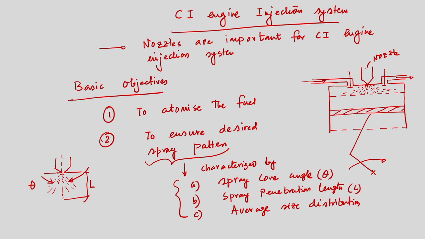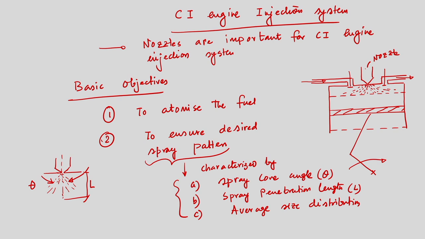Why this cone angle and penetration length are important, I will discuss in greater detail today, but for the timing we should know that when we are injecting fuel into the cylinder, at a later stage of engine operation, the engine will start and continue to run, and we need to ensure that the fuel being supplied should not reach the cylinder wall, otherwise there will be a problem. Second, if the supply of fuel by the nozzle is localized, that is also a problem because combustion will be localized, and that leads to different kinds of problems for engine operation.